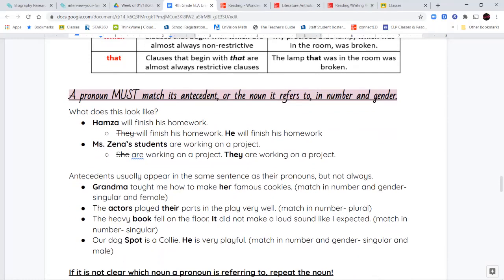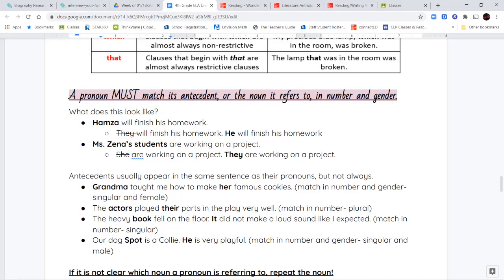Now, antecedents, we said, usually appear in the same sentence as their pronouns, but not always. So, grandma taught me how to make her famous cookies. Again, matching in number and gender. Grandma is my subject, and when I refer to her using a pronoun, I use the pronoun "her" because she's a female and one female. So my one grandma taught me how to make her famous cookies. Again, matching in gender and number, so singular and female.